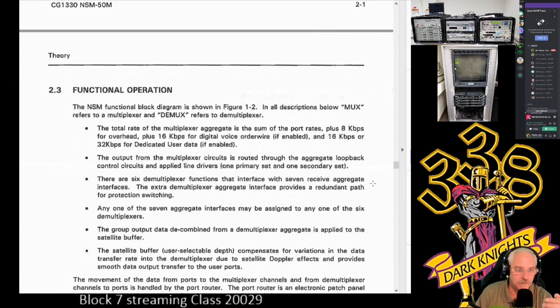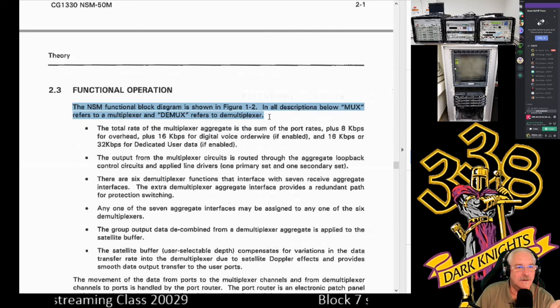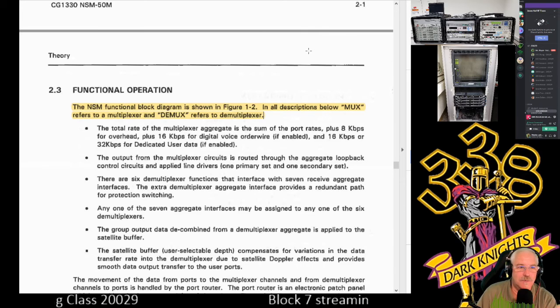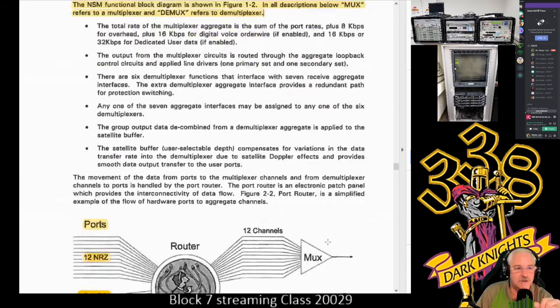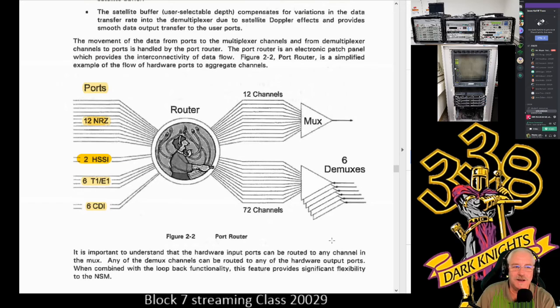This gives you a functional operation. I always like to highlight, I should have highlighted that one. It makes me laugh, but this is the NSM functional diagram shown below in figure 1-1. All descriptions below. MUX refers to multiplexer, and DMUX refers to demultiplexer. It just goes to show you what you got here. And this is, to me, again, a picture's worth 1,000 words. Figure 2-2, if you're having a hard time trying to figure out how many ports are on the Nodal satellite modem.